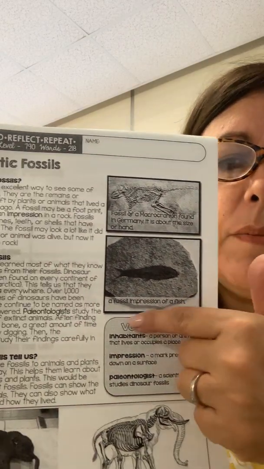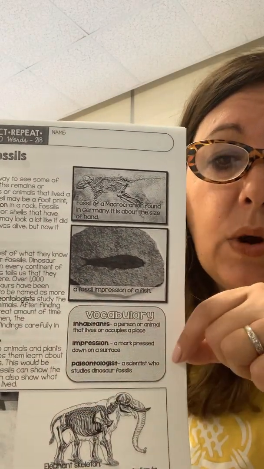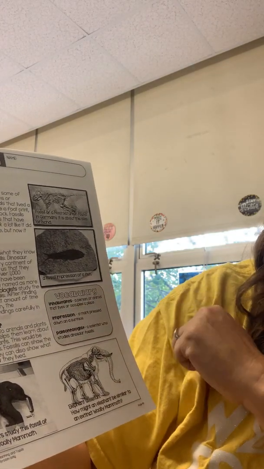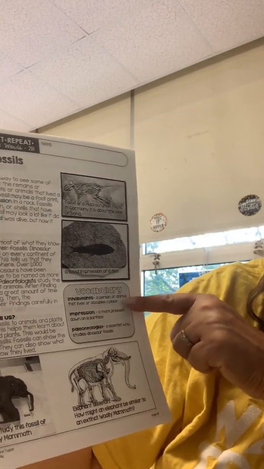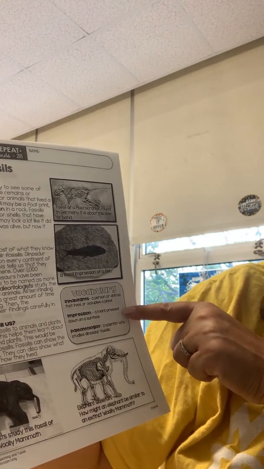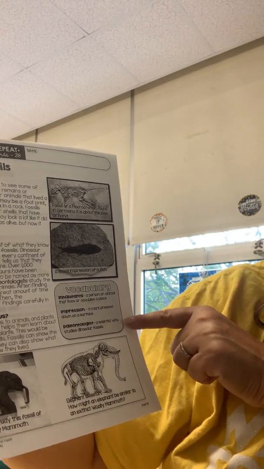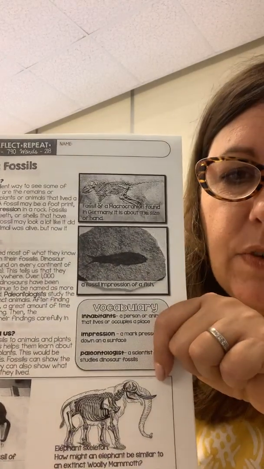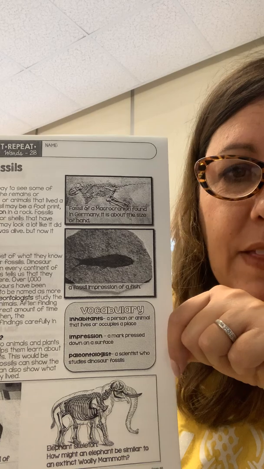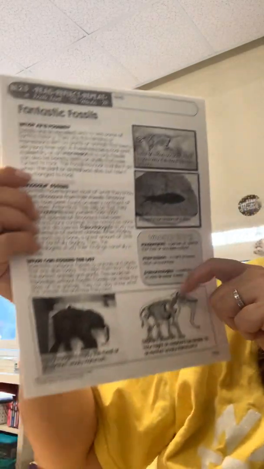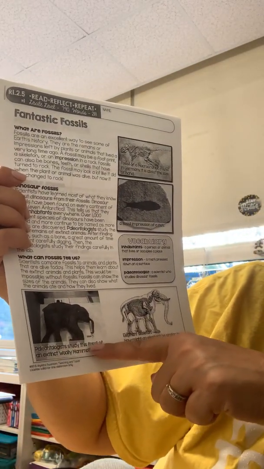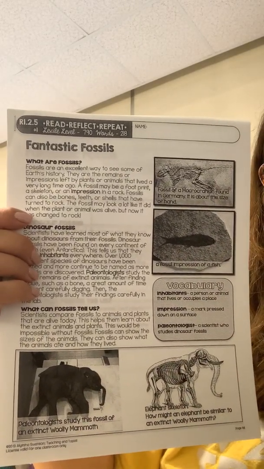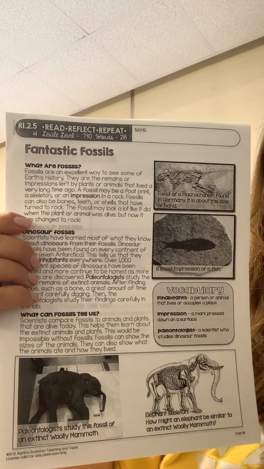The author also broke down vocabulary words for us here. They're in bold: inhabitants, a person or animal that lives or occupies a place. Impression, a mark pressed down on a surface. Paleontologist, a scientist who studies dinosaur fossils. I think that would be a cool job. Down here, paleontologists study the fossil of an extinct woolly mammoth. Extinct means it no longer exists.